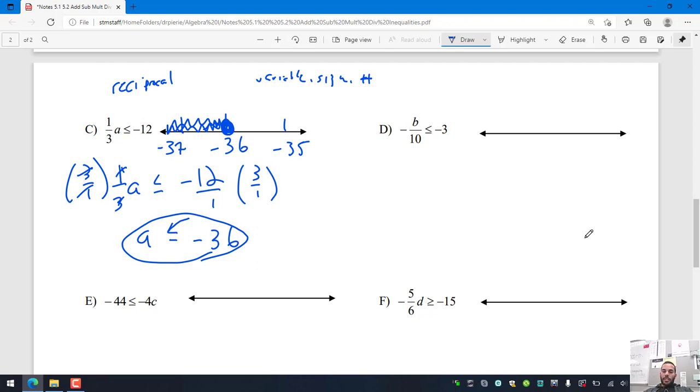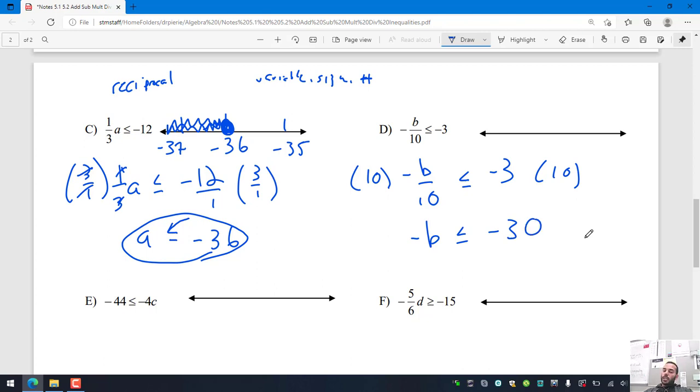Okay, try letter D. So I've got negative B over 10 is less than or equal to negative 3. My end goal here is I want to get B all by itself, and I got two things next to it. I've got a negative, and I've got a divide by 10. Let's get rid of the divide by 10 first. How do you get rid of divide by 10? You have to multiply by 10. You'll be left with negative b is less than or equal to negative 3 times 10, which is equal to negative 30.